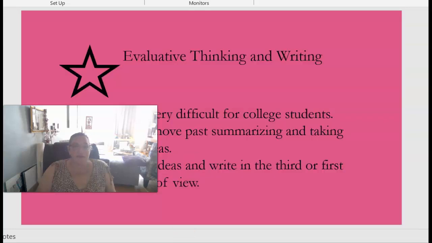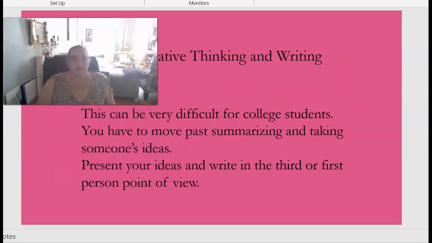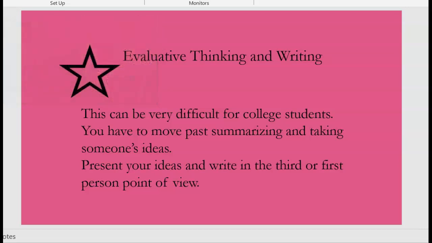So let's look at staying connected, right? This can be so hard for college students because we're evaluating, because we're thinking about how to move past summarizing, because we're responding to what somebody has said. So it's not possible for you to be a robot. We're not asking you to be a robot. We want you to evaluate. So that's what you're doing. You're presenting more than one side, more than two sides, sometimes talking about different writers and their expressions on these topics.